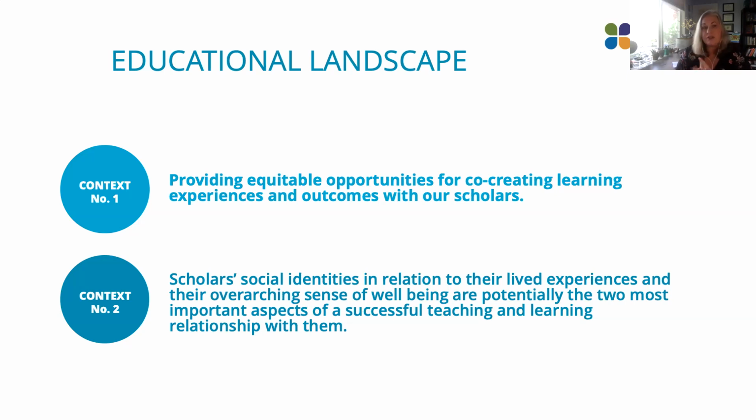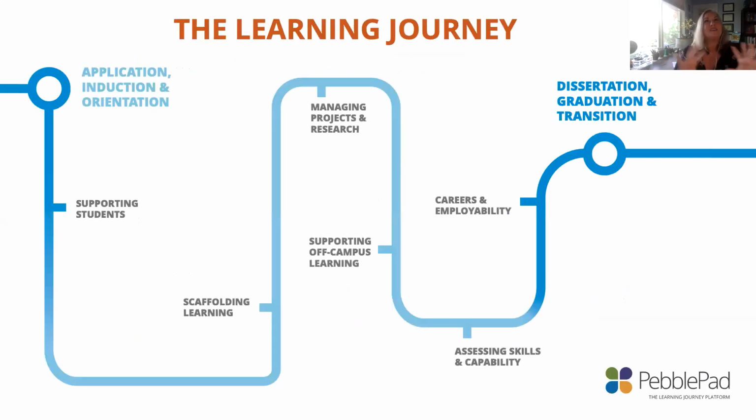And then the context number two is thinking about our scholars' social identity, so the way in which they see themselves and the way in which other people see them, and how those relate to their lived experiences and their overarching sense of well-being on our campuses and off of our campuses. These are potentially two of the most important aspects that we have to really approach when we're talking about successful teaching and learning in relationship with co-creating learning with our scholars. So those components are going to support the story I'm about to tell about the learning journey.